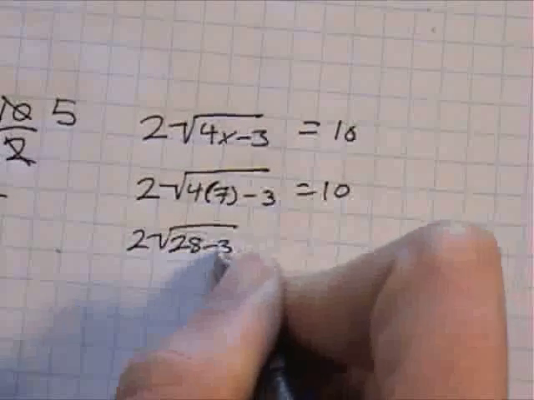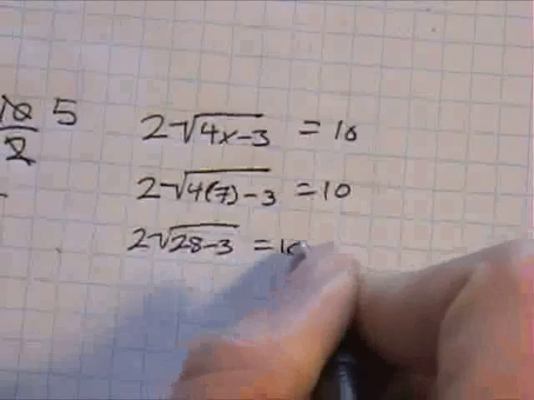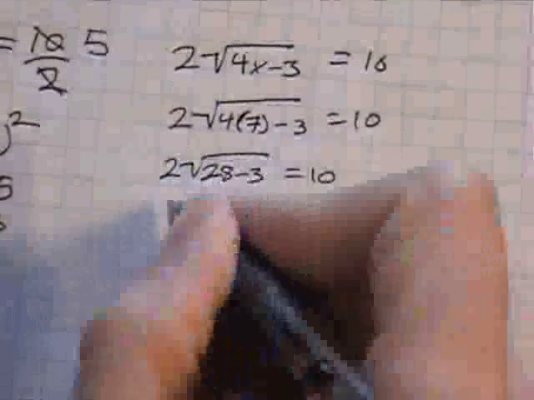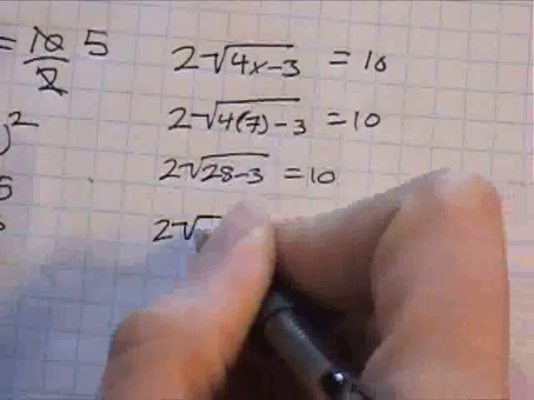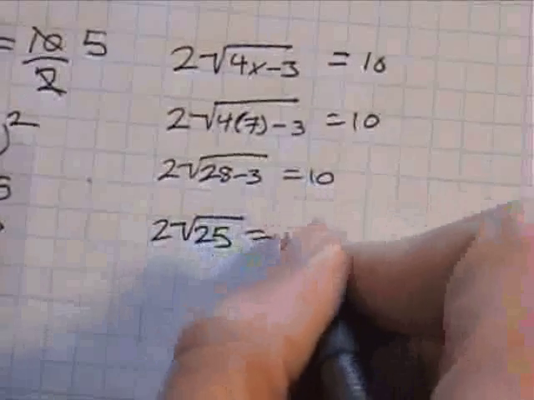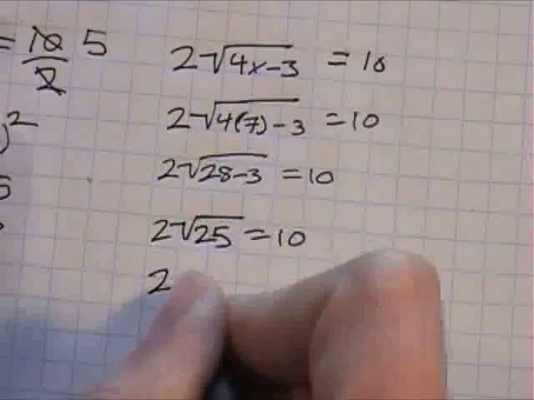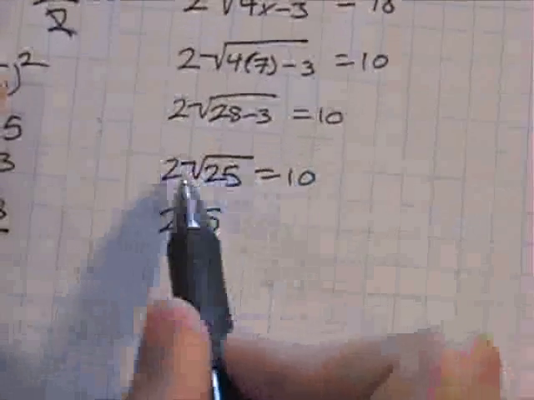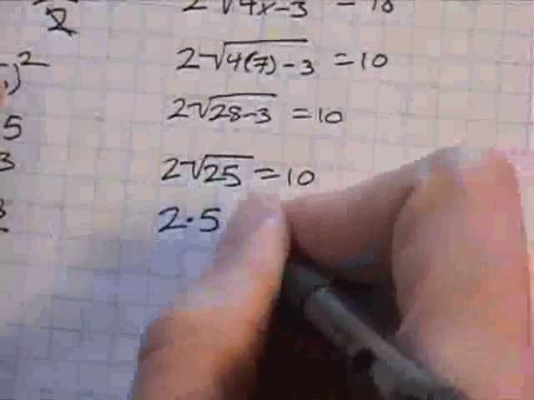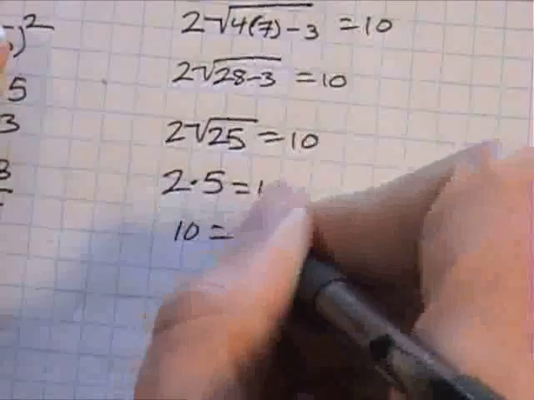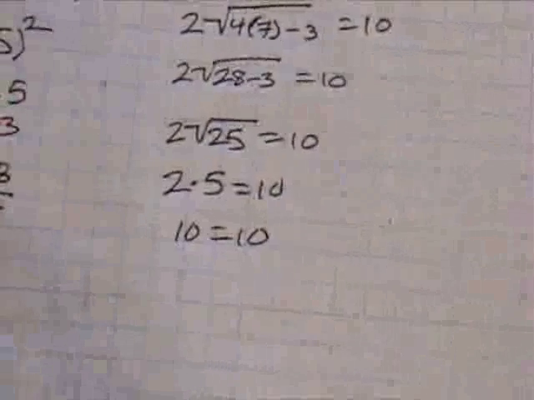This becomes 28 minus 3 equals 10. This is going to become 25 within the radical sign, times 10, and this becomes 2 times 5, because the square root of 25 is 5, equals 10. We know now that 10 equals 10. It checks out. You've gotten the right answer.